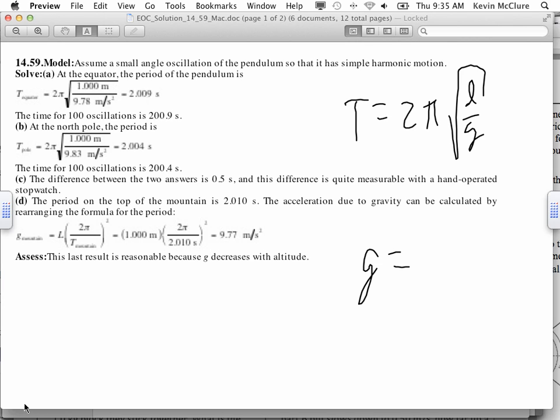Okay, so I guess the easiest way to write that is L times 4 pi squared over T squared. Just plug everything in and get the answer. Questions?